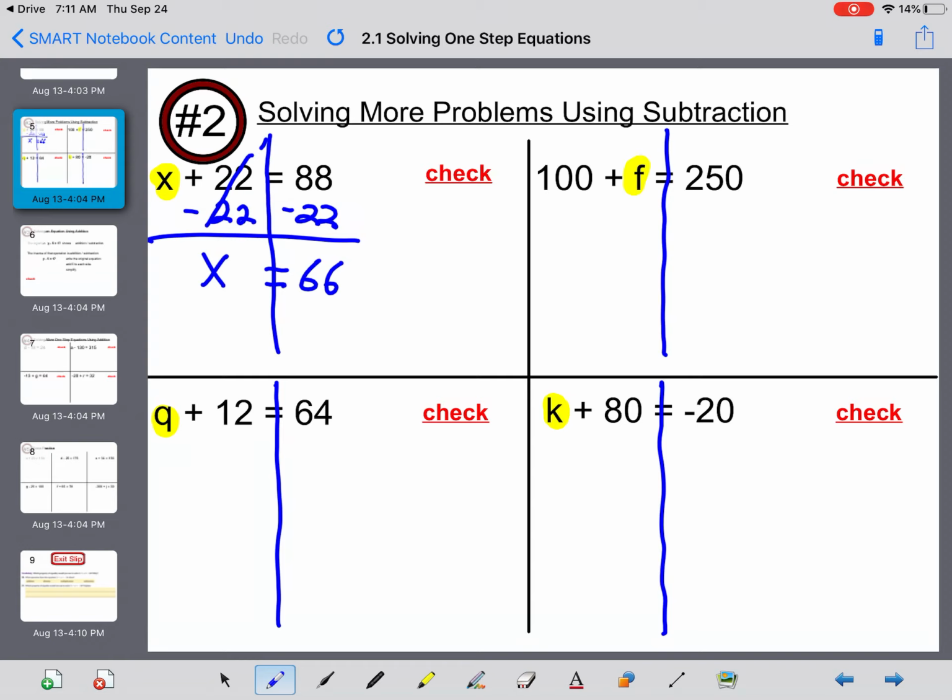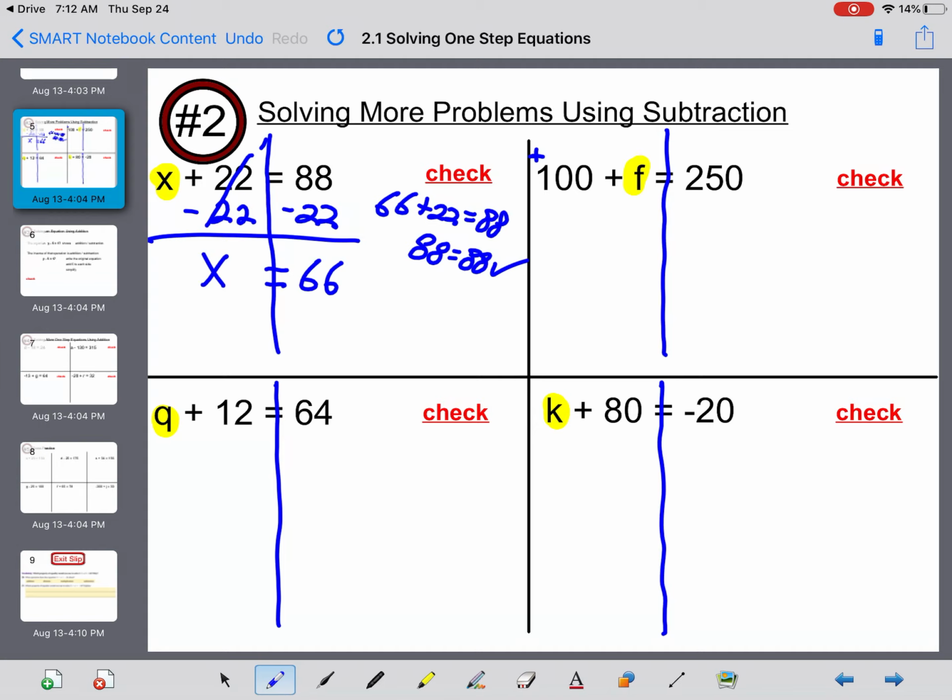Now, I'm not going to check all of them, but I'll show you how to check the first one. You plug in 66 where the x is. So 66 plus 22 equals 88. 66 plus 22 is 88, so it checks.